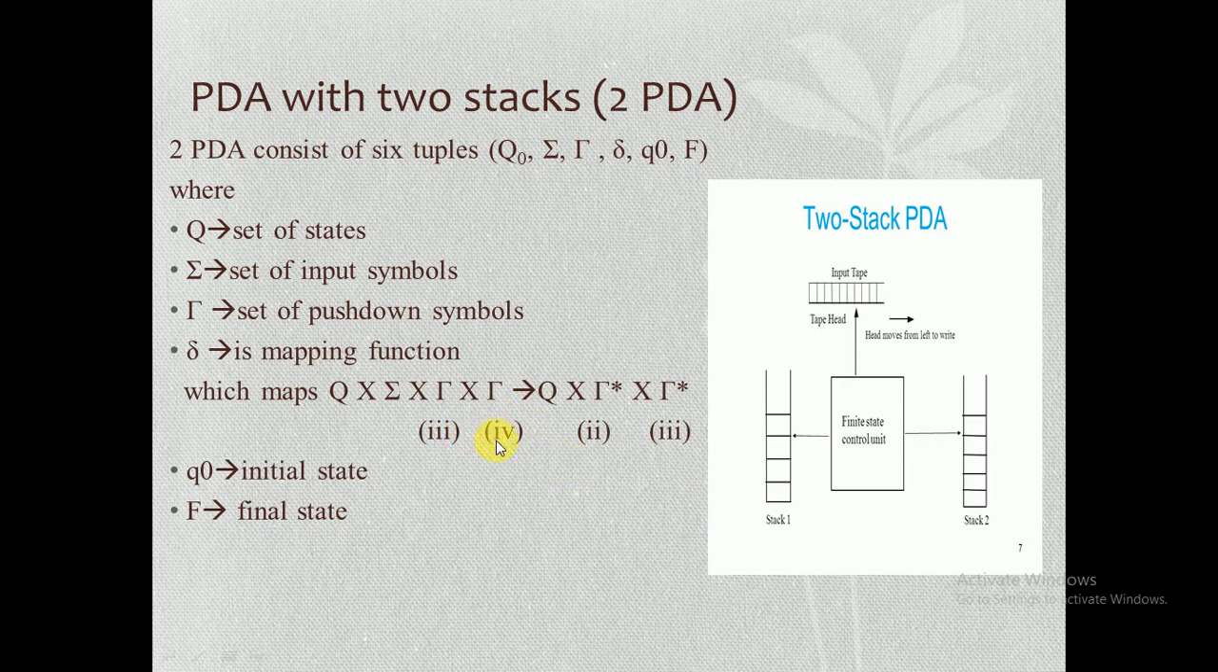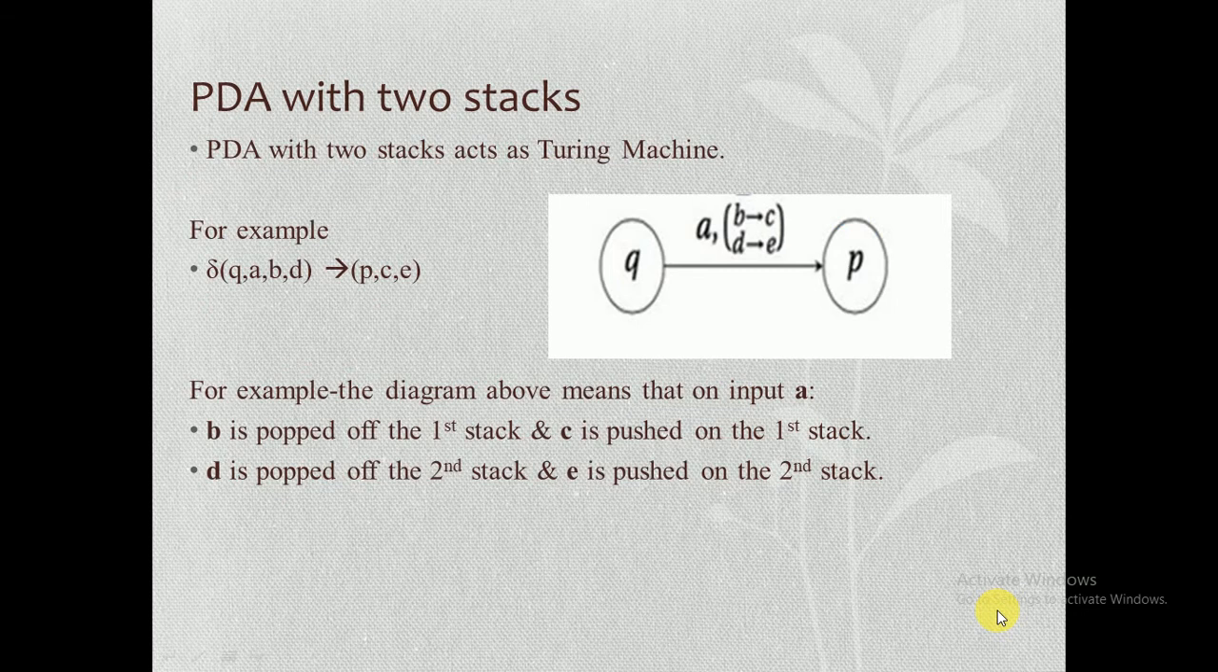The fourth element denotes the top of the second stack, which will be popped, and this element represents the new symbol which will be pushed onto the second stack. So let's see the example. So here, first of all, if you attach 2 stacks with the PDA, it will ultimately become a Turing machine. So that is the reason I have written over here, PDA with 2 stacks acts as a Turing machine.